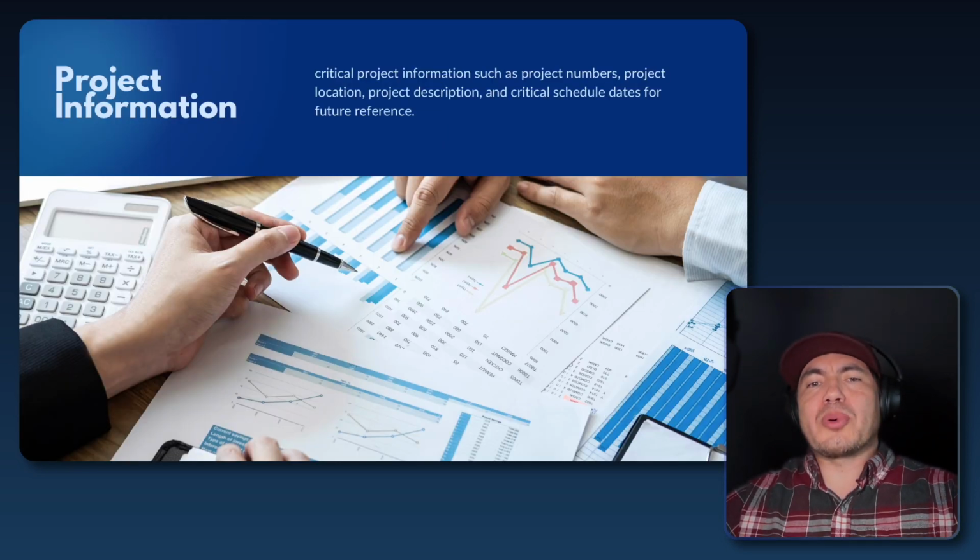Next, let's talk about project information. This part of the BEP might seem straightforward, but it's actually critical. Here is why. Imagine you are coming into a project 6 months in, or you are reviewing it years after it's completed. What is the first thing you need? Context, right? This section contains the key details: project numbers, location, and a brief description of what the project is all about. We also note any critical dates, like when the design phase starts, when construction is scheduled to begin, and so on. Think of it as the project's quick reference guide.